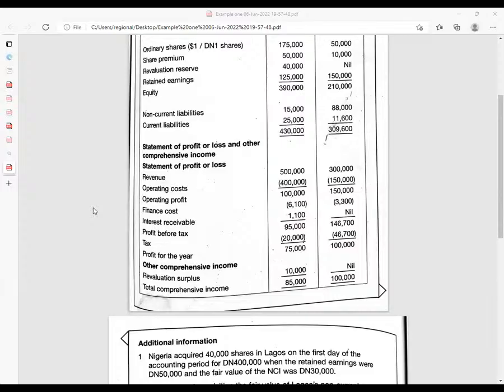So we have their revenue, then their operating costs. Then we have operating profit. I'm just following everything there. I have finance cost. After that, I have interest receivable.